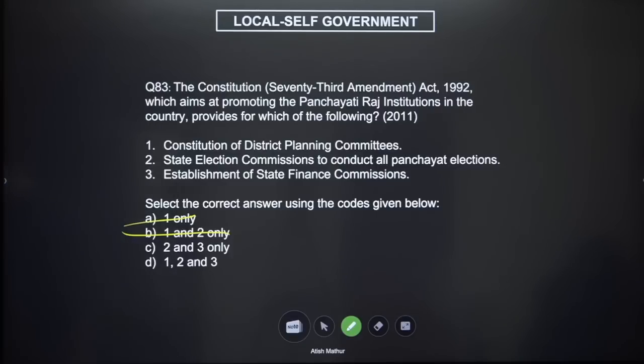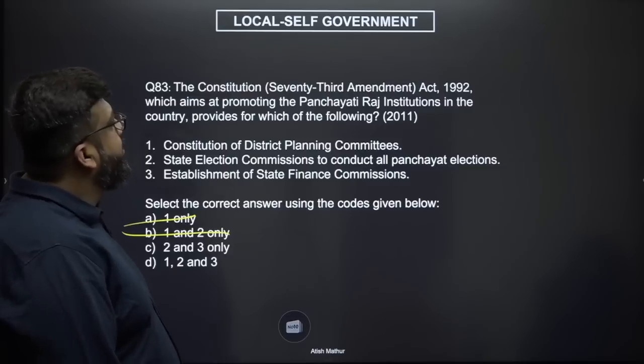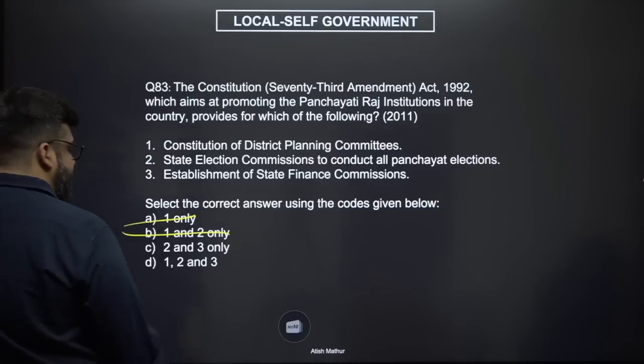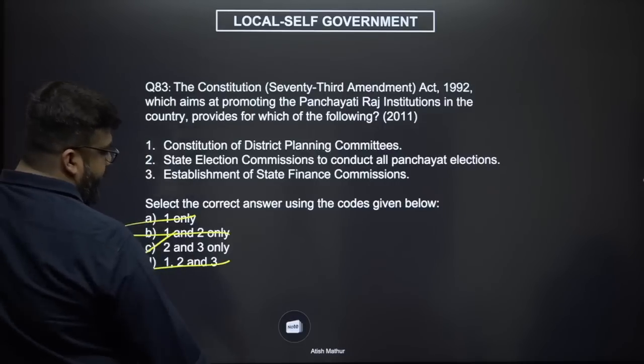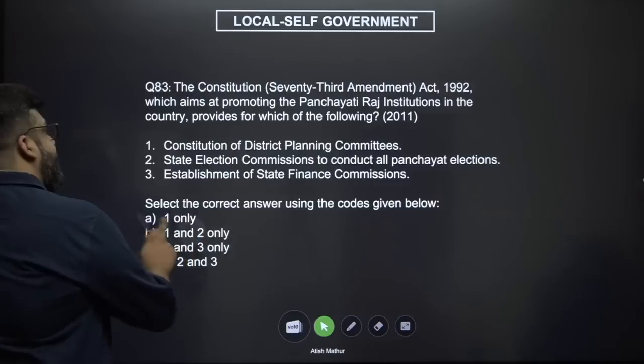Now let's look at this option and see what we can come to a consensus with. Constitution of district planning committees. Now, district planning committees would mean committees comprising both rural and urban counterparts, but the 73rd largely deals with only rural, so district planning committees does not make sense. The answer according to me should just be 2 and 3. The answer is 2 and 3.